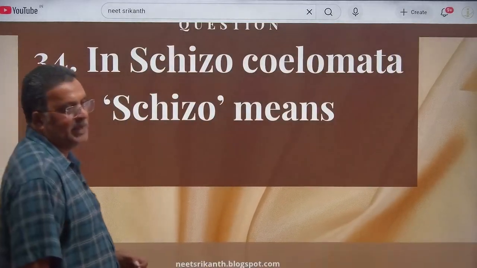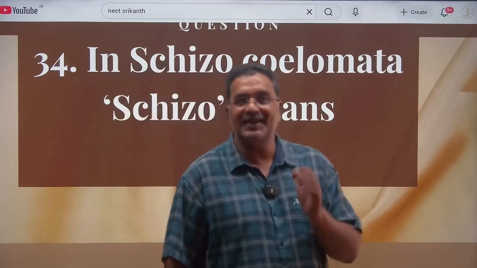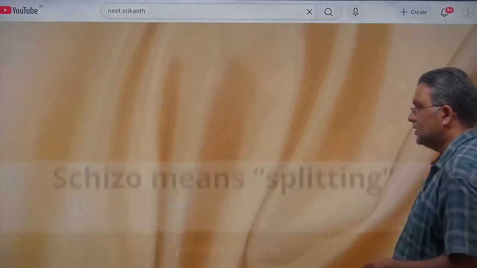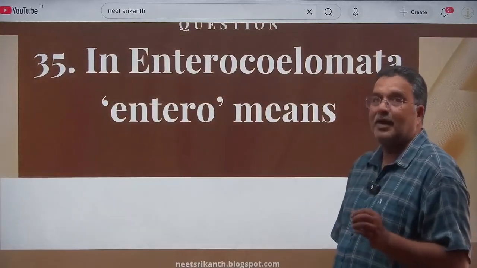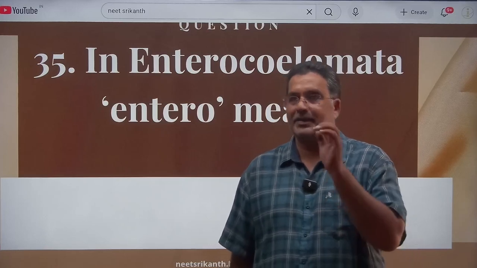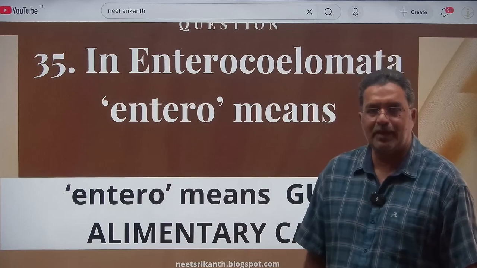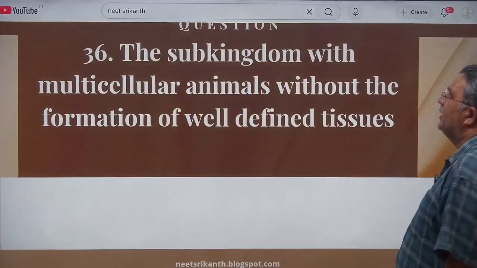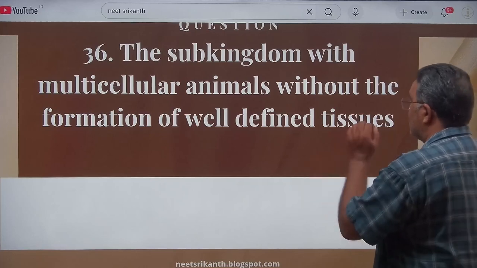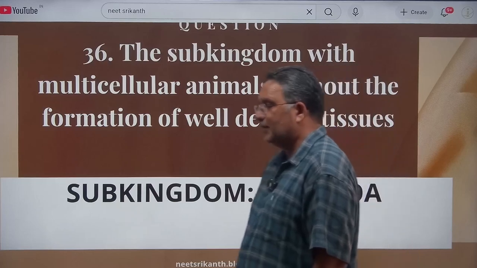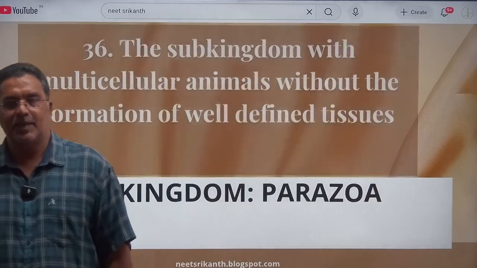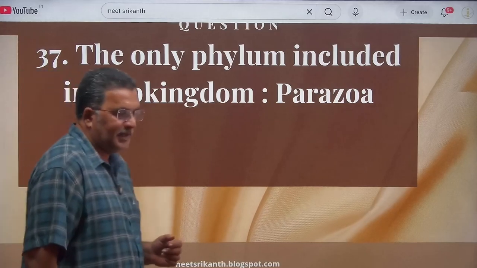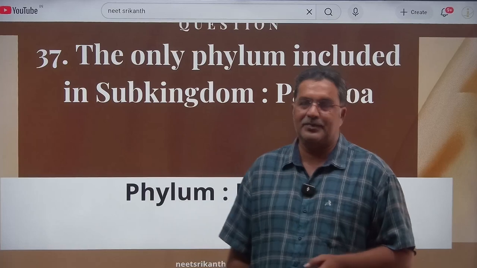In Schizocoelomata, schizo means splitting. We said Schizocoelomata is formed from the splitting of the mesoderm, hence we call it Schizocoelomata. In Enterocoelomata, enteron means gut or alimentary canal. Subkingdom with multicellular animals without the formation of well-defined tissue: which subkingdom is that? Parazoa. The only phylum included in subkingdom Parazoa is phylum Porifera.